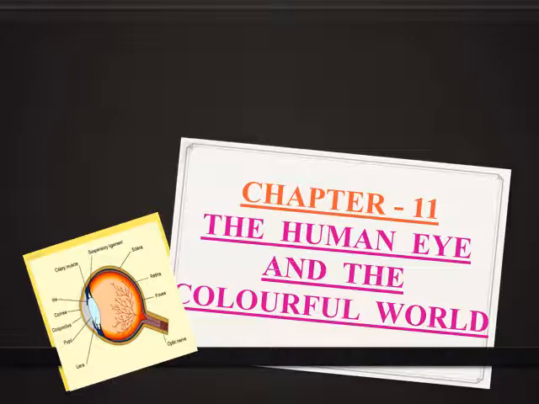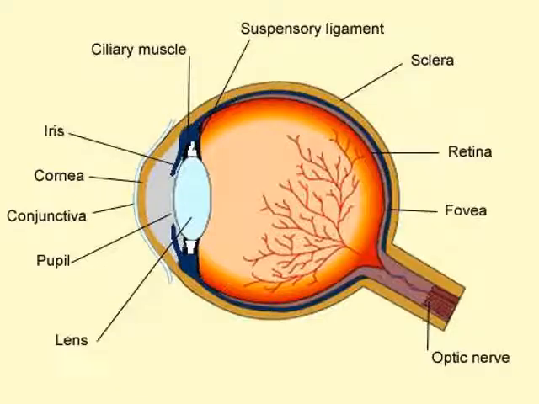Morning children, let us start chapter number 11, the human eye and the colorful world. This is the detailed structure of the human eye. Take a note on the structures: cornea, pupil, iris, ciliary muscles, retina, optic nerve.